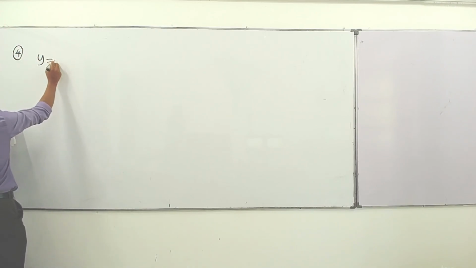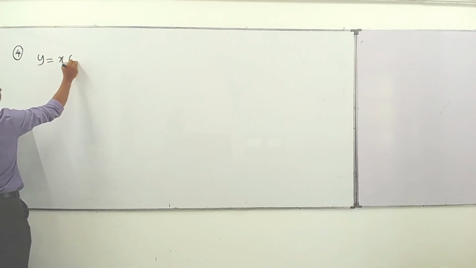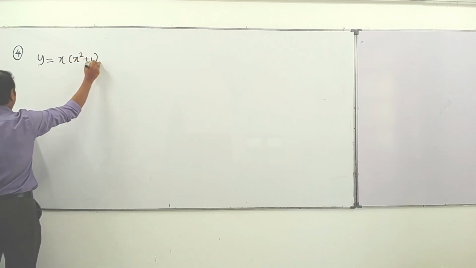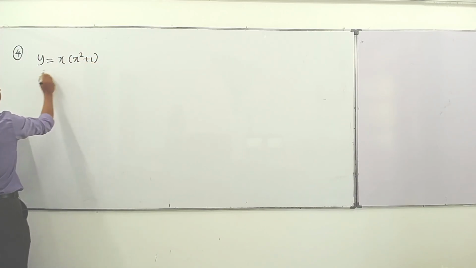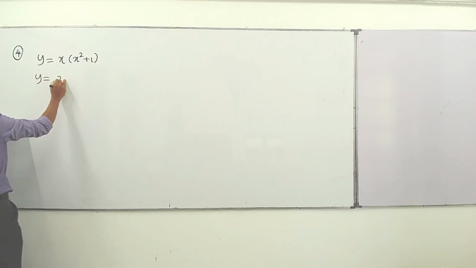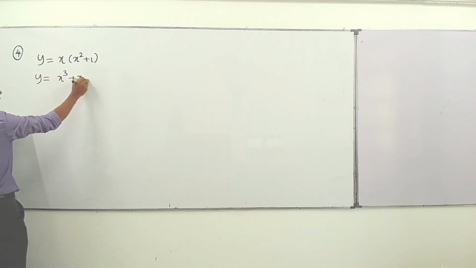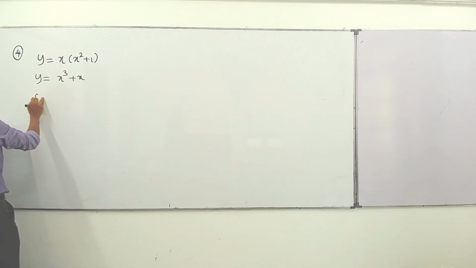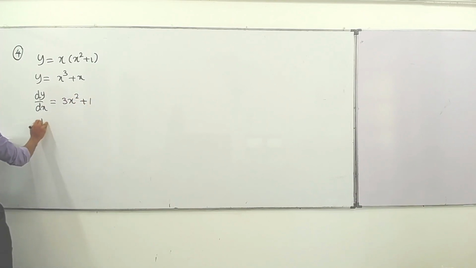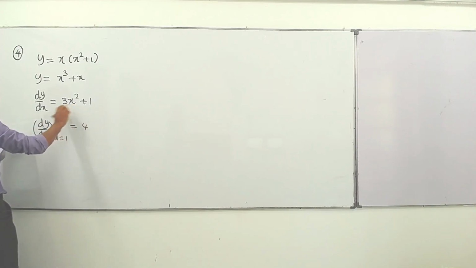Y equals x times (x squared plus 1). Right. So first we'll remove the bracket: x cubed plus x. We'll find dy by dx: 3x squared plus 1. Now I am going to find dy by dx at x equals 1. We get 4. Put 1 here, 4.